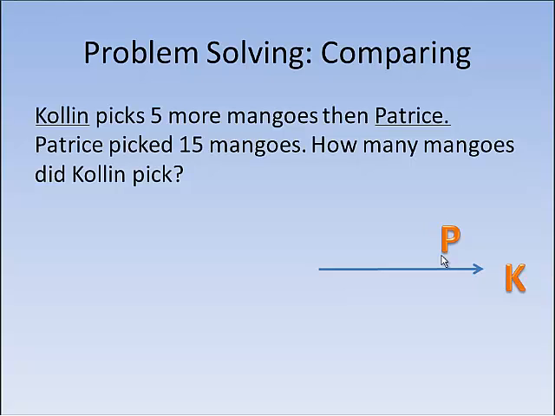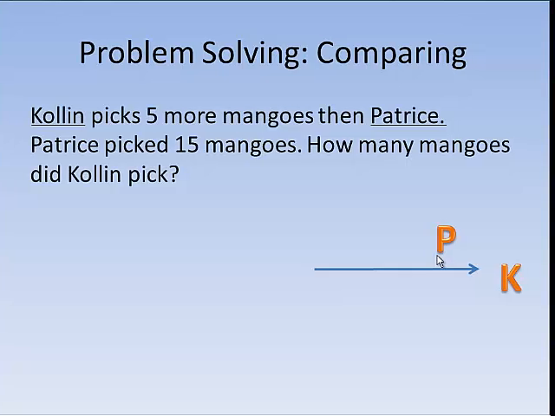The next step in solving this problem is to determine what our known numbers are. So let's read the problem and figure out what our known numbers are. Now that we're done reading the problem, what are the known numbers? Yes, we can replace P with 15 because the second sentence tells us that Patrice picked 15 mangoes, and our variable P shows us how many mangoes Patrice picked. So we can cross it out and replace it with 15.